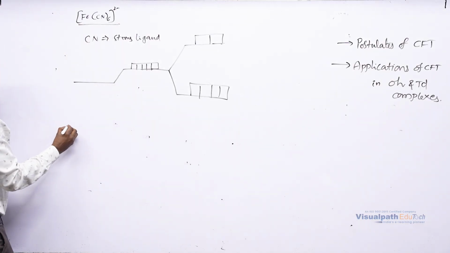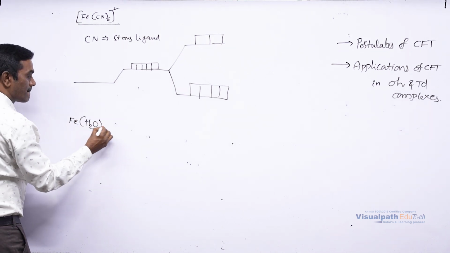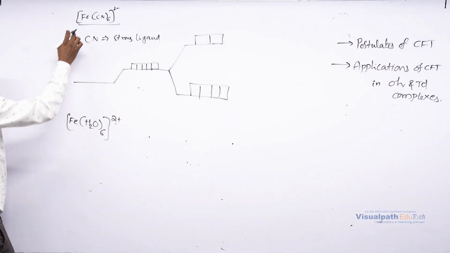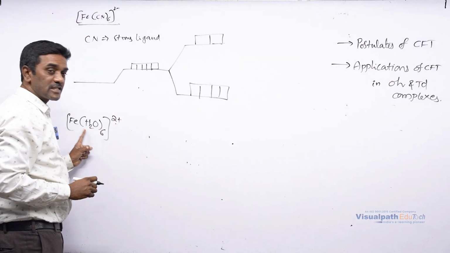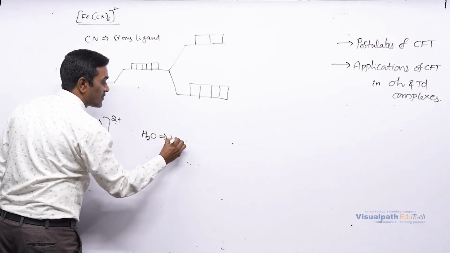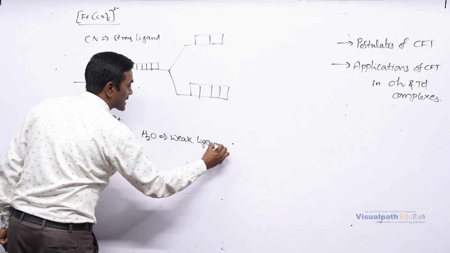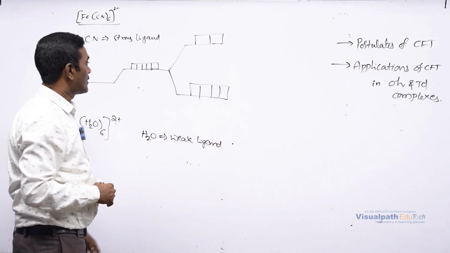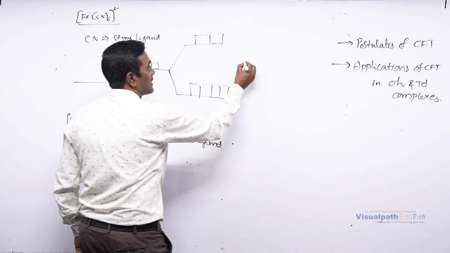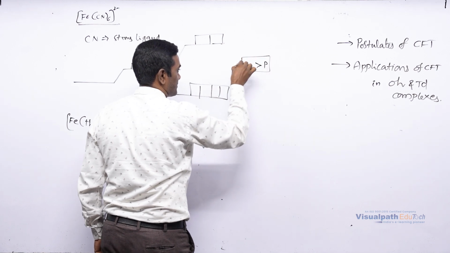Let me take one more example, that is Fe(H2O)6 2 plus. So why am I taking a second example here? In this one the ligand is weak. Water is a weak ligand. So by comparing these two, we can understand the splitting very easily. So let me explain the cyanide. When cyanide is there, the delta naught will be more compared to pairing energy.